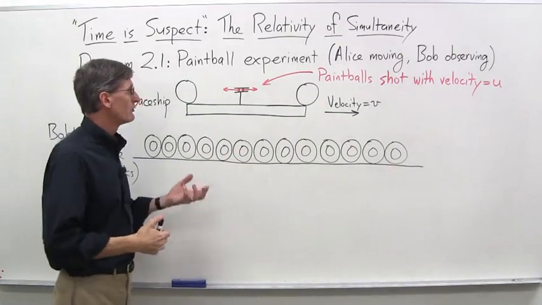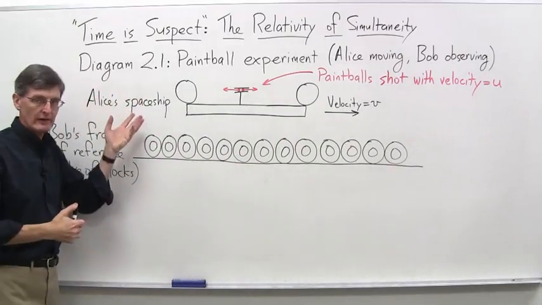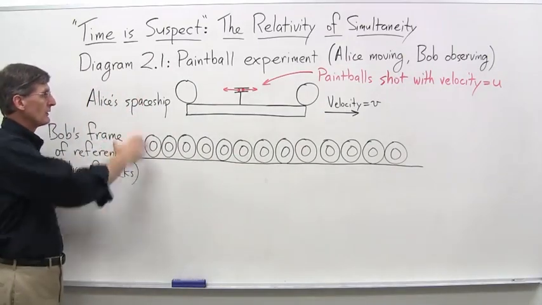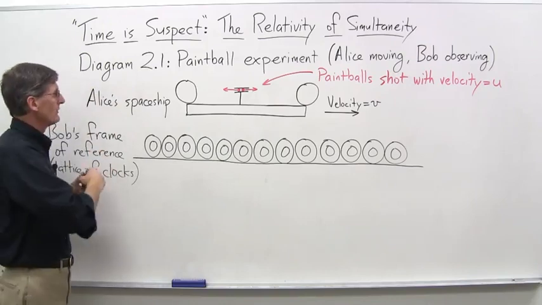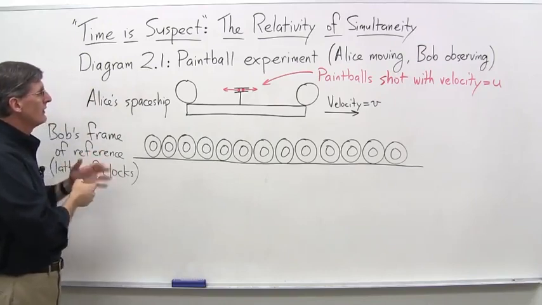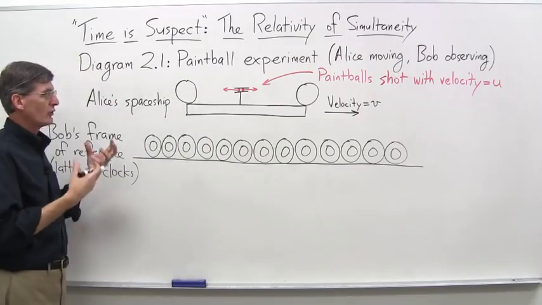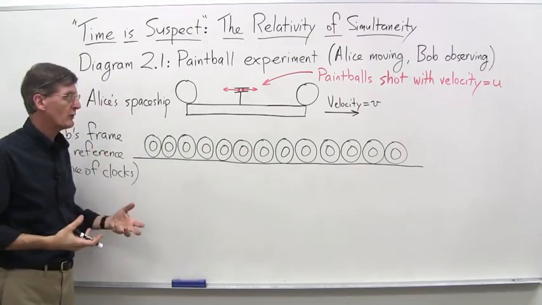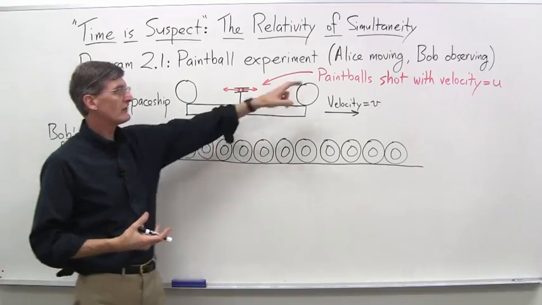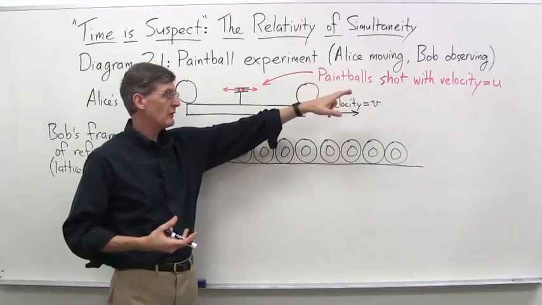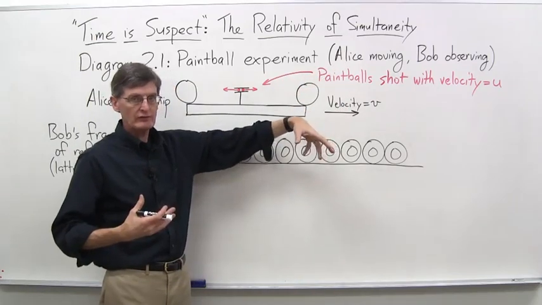Now let's move on to our second major diagram. This is actually the first part of it, diagram 2.1, under the topic of the relativity of simultaneity. This time we're going to do a paintball experiment, and we're going to have Alice moving and Bob observing. So Alice is going to be in her spaceship this time.